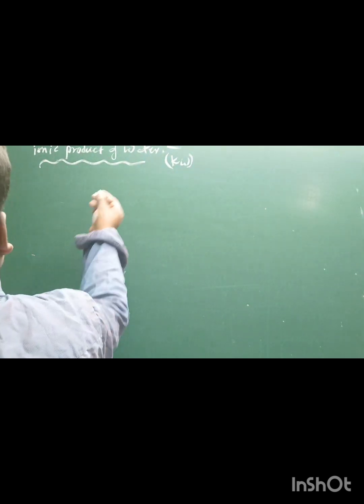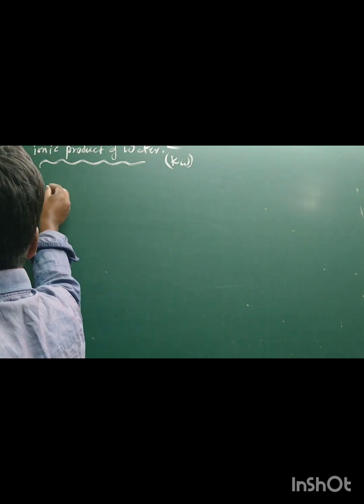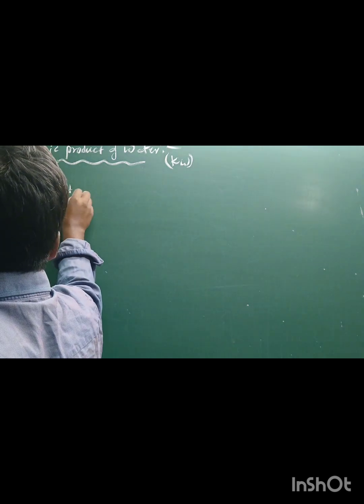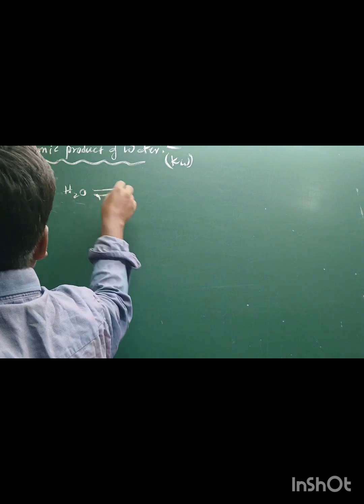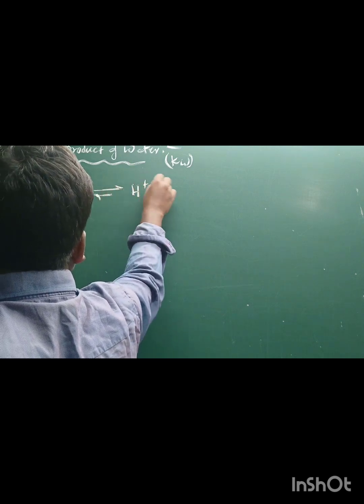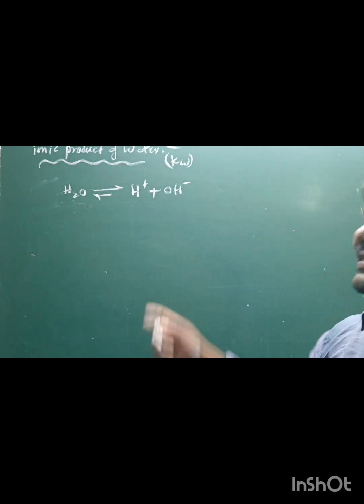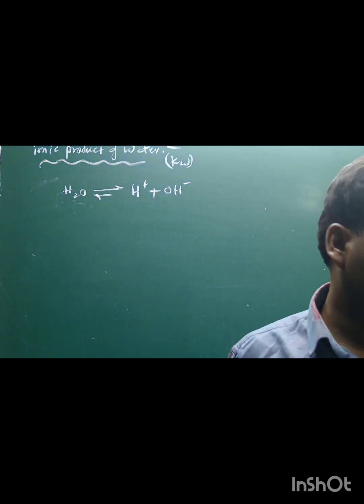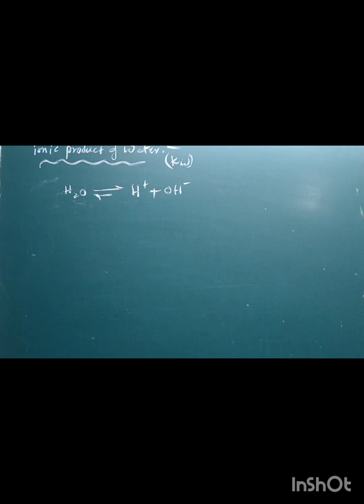Now I am taking the ionization of water. What happens in the ionization of water? Now I am taking a water molecule, which can dissociate into H plus and OH minus ions. This is the dissociation, or ionization, of a water molecule.